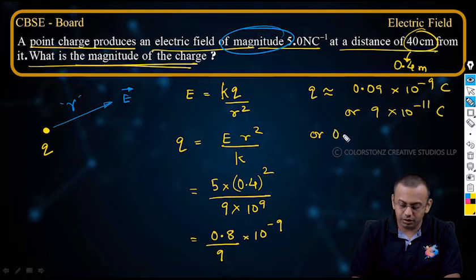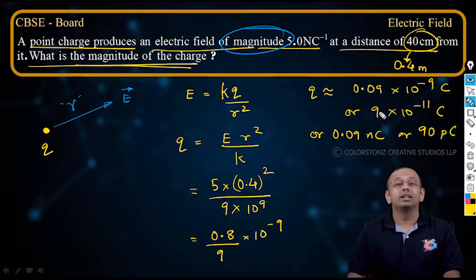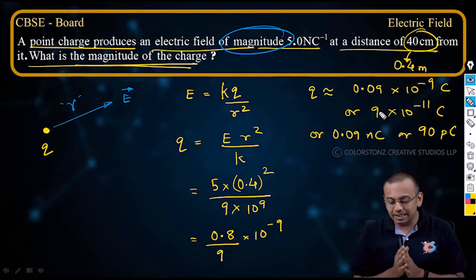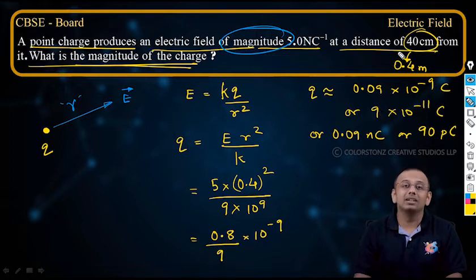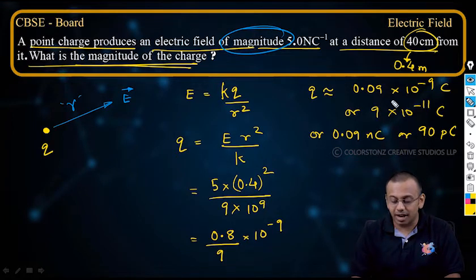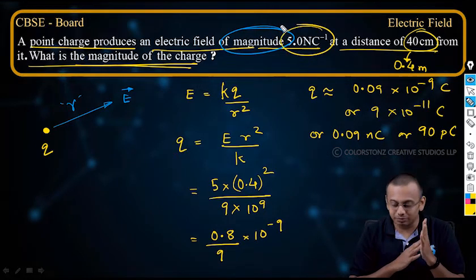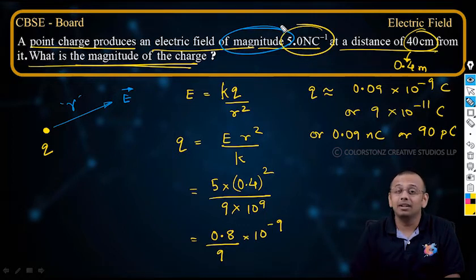So you should know different ways in which the answer can be reported. Or I can say it is 90 picocoulomb, the factor of 10 to the power minus 12. So this is the answer that we get. The charge must have this much magnitude, so that the electric field is 5 Newton per Coulomb. All right. So this was a simple question based on the direct formula KQ by R square due to a single charge. So let's take a little more difficult question.